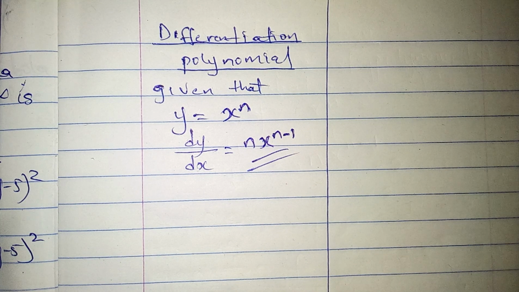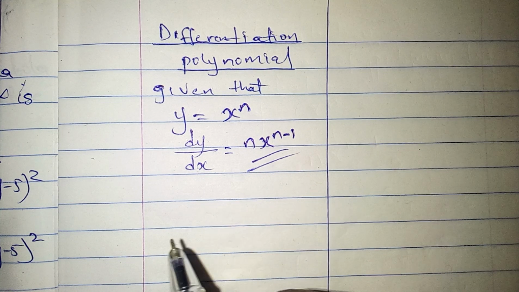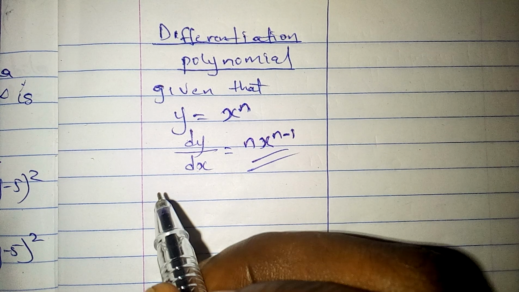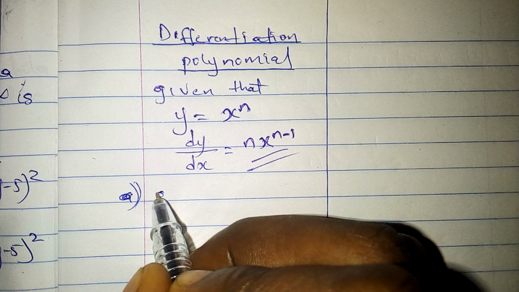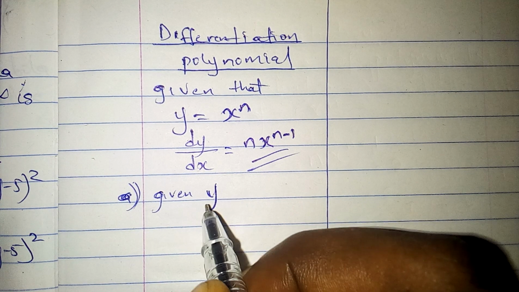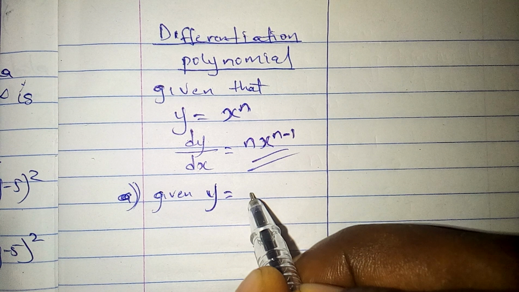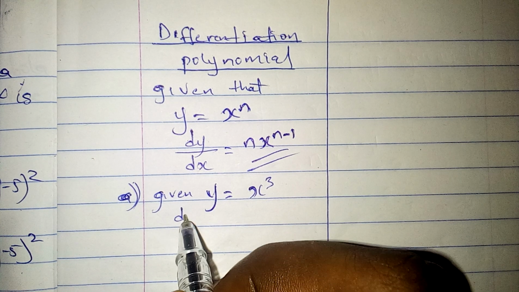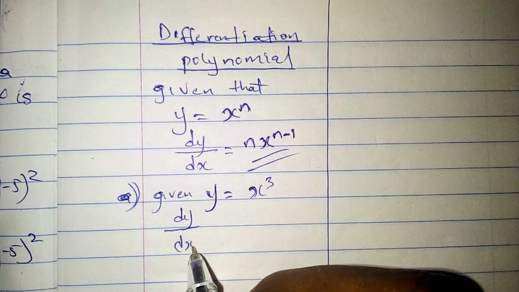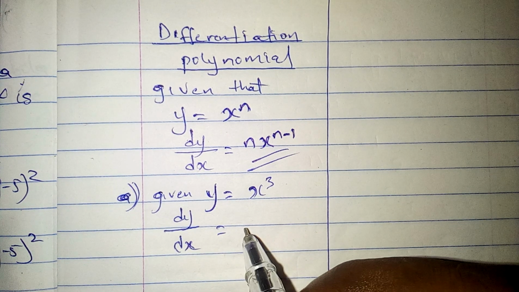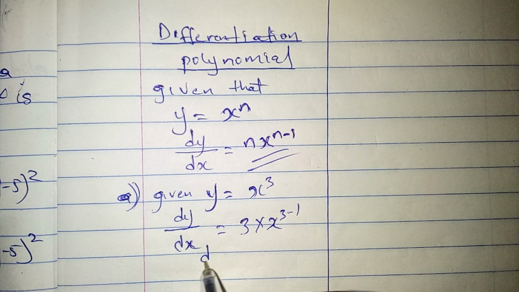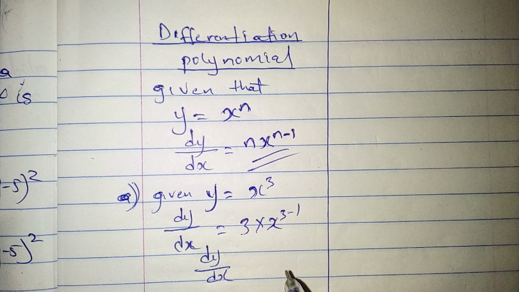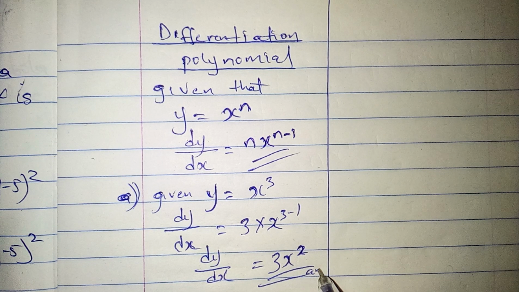So I have examples to show what I am trying to explain. The first example: y equals x cubed, then dy over dx equals 3 times x to the power 3 minus 1, so dy over dx will be 3x squared. That is the answer to the example.